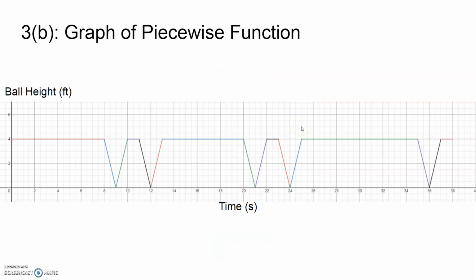This is the graph that I have plotted, and this is when that first domain, the first 8 seconds, is where I'm holding the ball, and then I pass it, and then it goes down, and then it hits the ground, and then goes up, and then I pass it again, it goes down, goes up, I hold it, pass it, down, up, pass it, down, up.